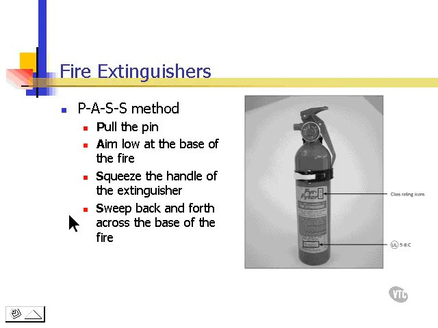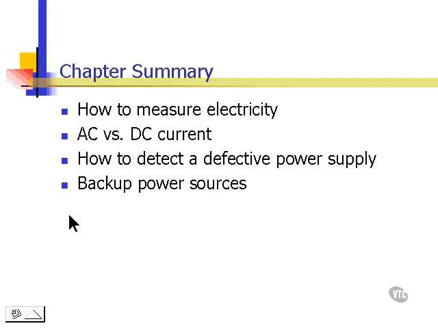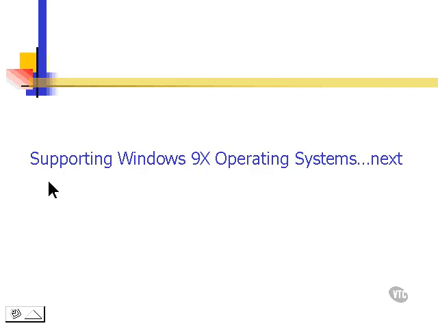So in summary, in this chapter, we learned how to measure electricity. We learned a little bit about AC versus DC current. We learned how to detect a defective power supply, and then some backup power sources. We also learned some general safety tips about electricity and how to put out a fire. In our next section, we'll switch gears and talk about supporting Windows 9X operating systems.